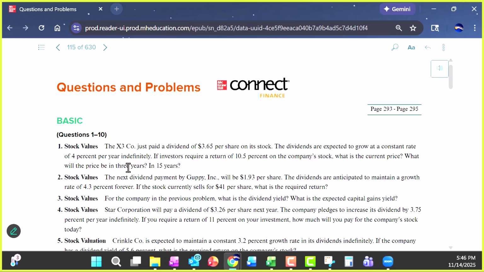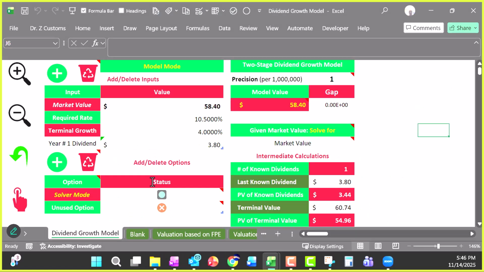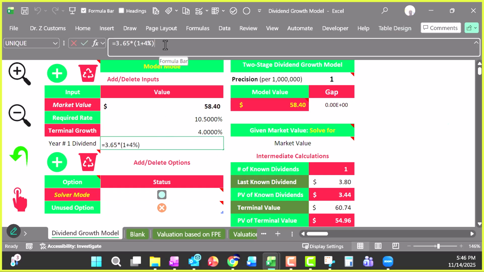It says, what will the price be in 3 years? Now, the nice thing about this constant growth is 3 years from now, dividends are still growing at 4%, right? So if I'm pricing this at the end of year three, that means the price is going to be based on year four dividend and the growth. But year four dividends, in this case, I'm going to grow it by 4 years.